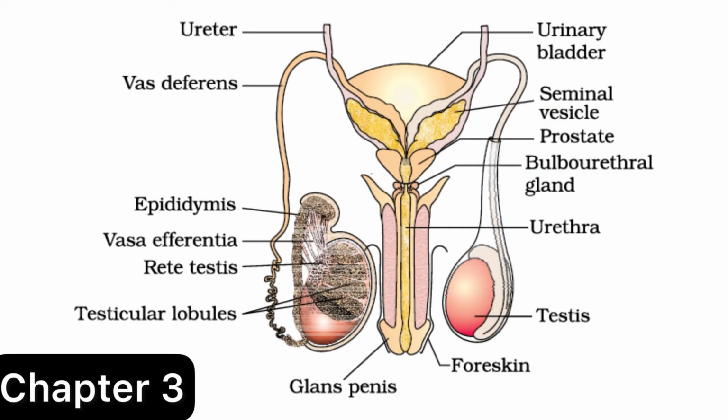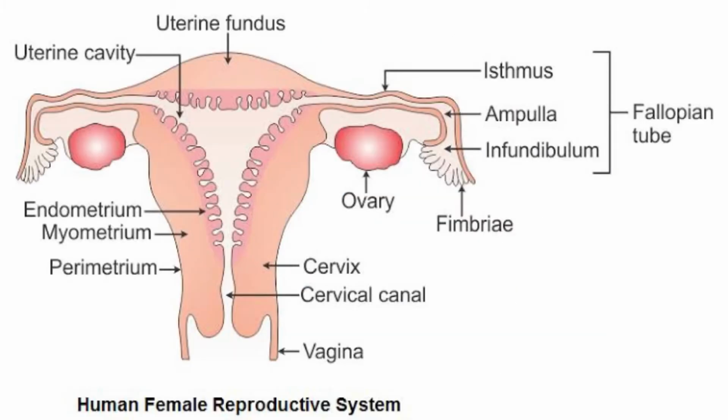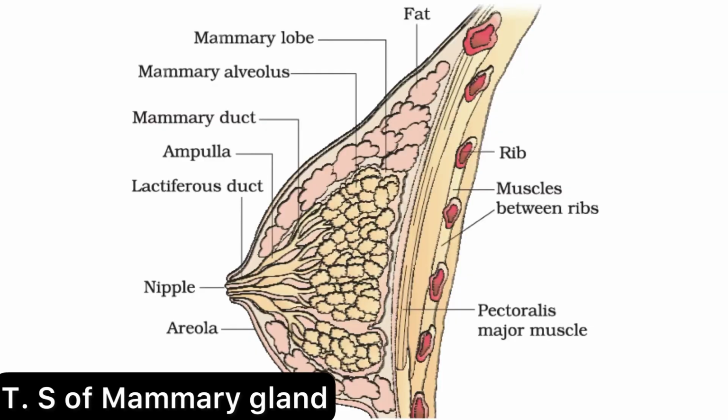Chapter 3, Human Reproduction, a very important chapter. This is TS of male reproductive system. Either male reproductive system can be asked or female reproductive system can be asked, but it is a must question. This is TS of female reproductive system. Very important one. This is TS of mammary gland.